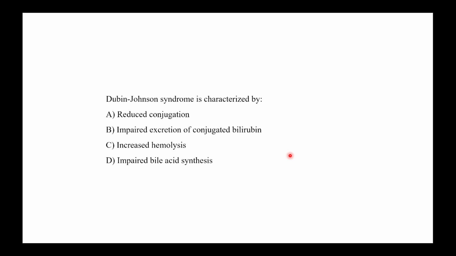Moving to the next question. Dubin-Johnson syndrome is characterized by: option A, reduced conjugation, option B, impaired excretion of conjugated bilirubin, option C, increased hemolysis, and option D, impaired bile acid synthesis. What do you think would be the correct answer?